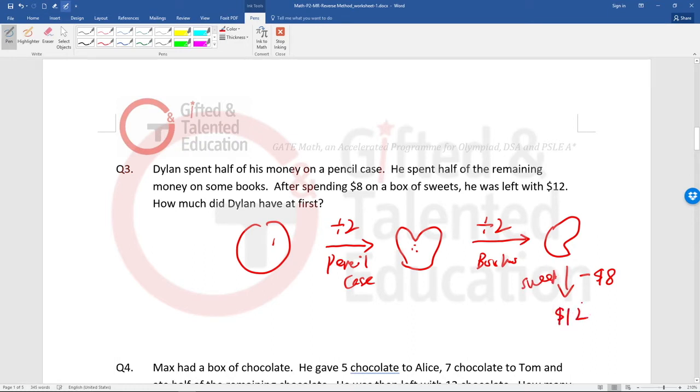Again, we can solve this problem by working backwards. This must be 20 because 20 minus 8 gives us 12, and this must be 40 because 40 divided by 2 gives us 20, and this must be 80 because 80 divided by 2 gives us 40. Therefore, the answer is $80.